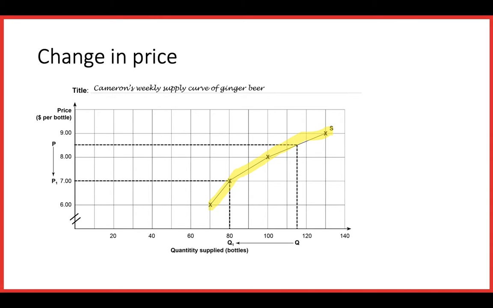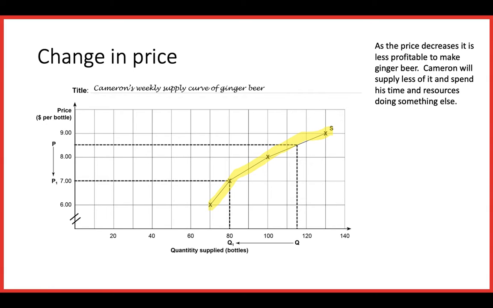Now, second page, let's have a look at the change. So we've got a change in price. As you can see from the arrows, the price has gone down. We've gone from P to P1, and so then the quantity has gone down as well.